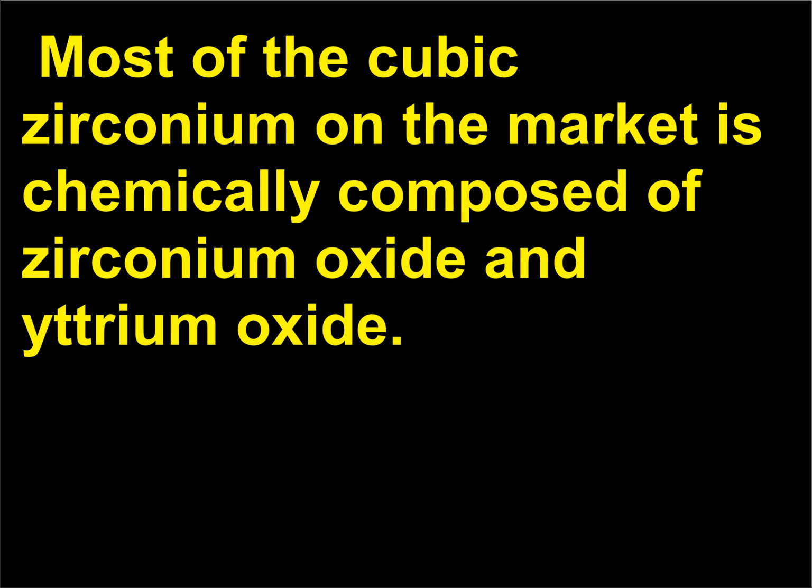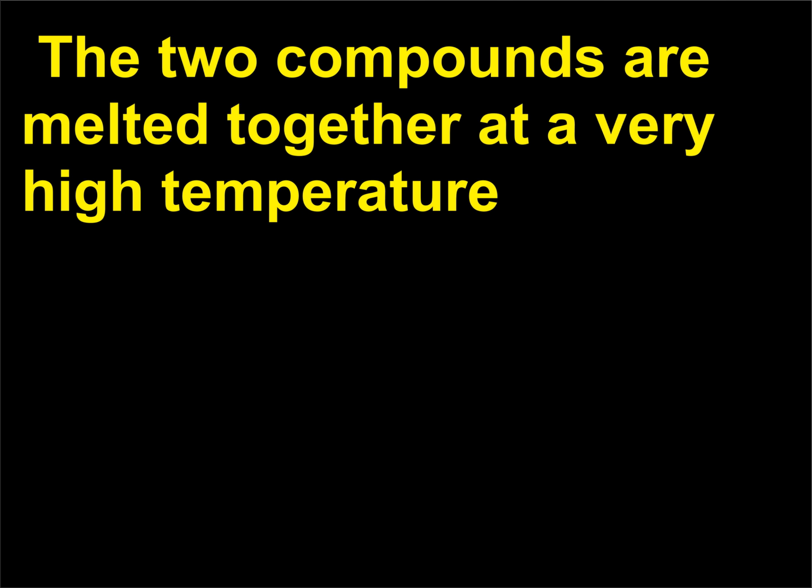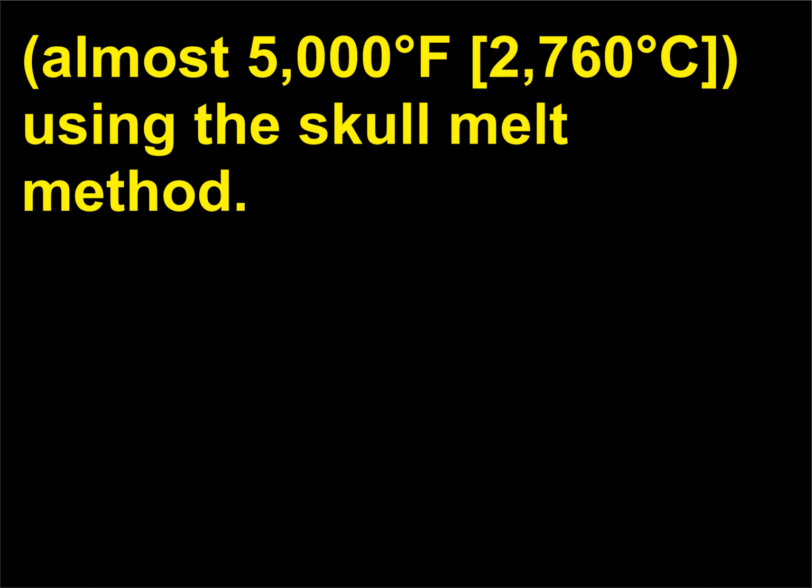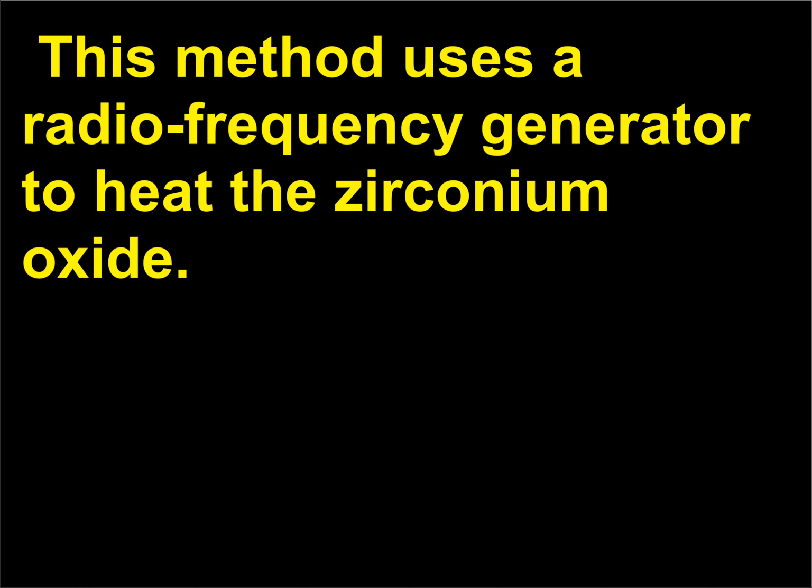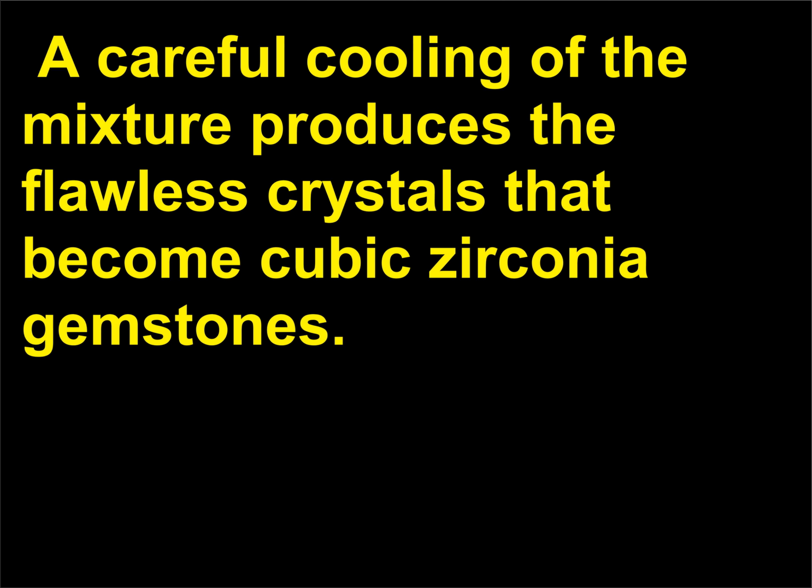Most of the cubic zirconium on the market is chemically composed of zirconium oxide and yttrium oxide. The two compounds are melted together at a very high temperature, almost 5,000 degrees Fahrenheit, 2,760 degrees Celsius, using the skull melt method. This method uses a radiofrequency generator to heat the zirconium oxide. A careful cooling of the mixture produces the flawless crystals that become cubic zirconia gemstones.